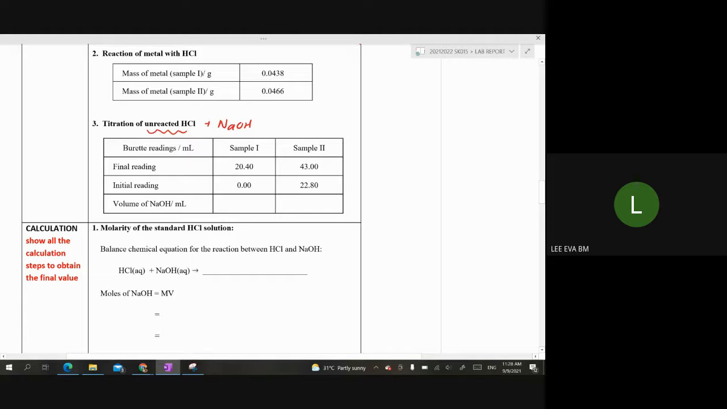Sebab nanti kita akan matchkan sampel 1, okay, dengan sampel 1 dekat sini. Lepas tu sampel 2 kita akan match dengan sampel 2 untuk buat pengiraan. So dekat part 3 ini tak perlu average volume.